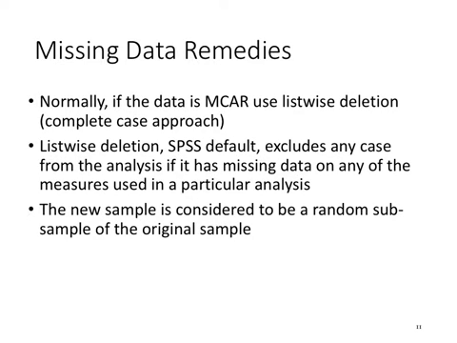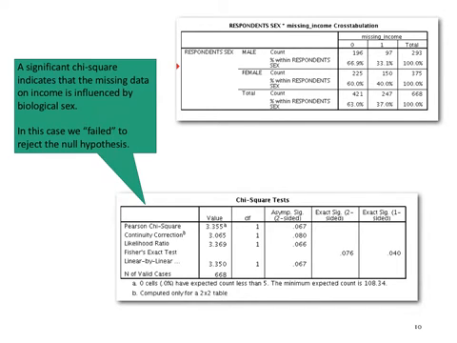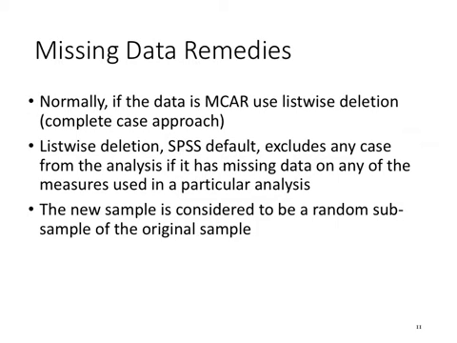If you find that there are no significant relationships, you didn't identify any significant relationships here, we would say that the data is missing completely at random, and the normal approach would be to use what we call listwise deletion. Listwise deletion is the SPSS default. So if somebody says they just used SPSS to take care of the missing data, this is what they did. What it does is exclude any case, any row of data, from the analysis if it has missing data on any of the measures used in a particular analysis.